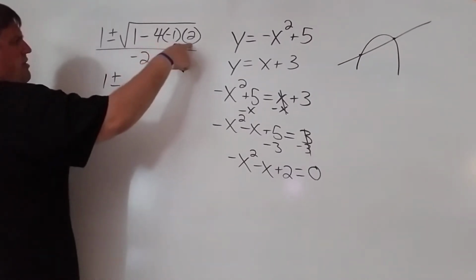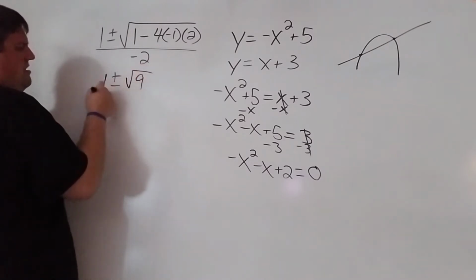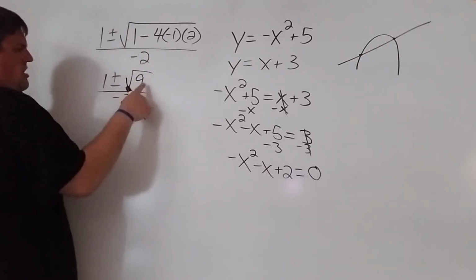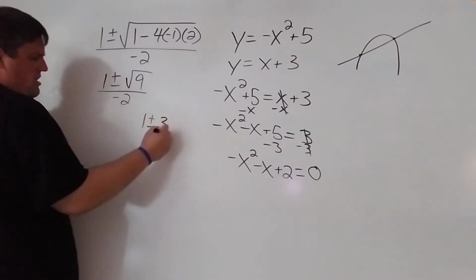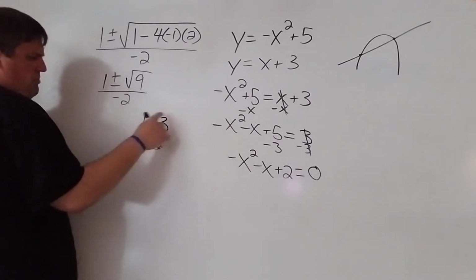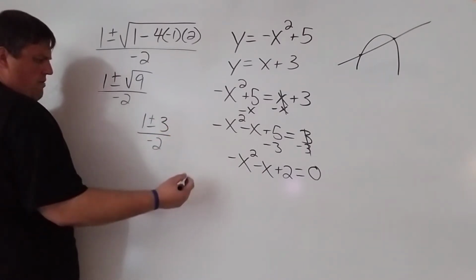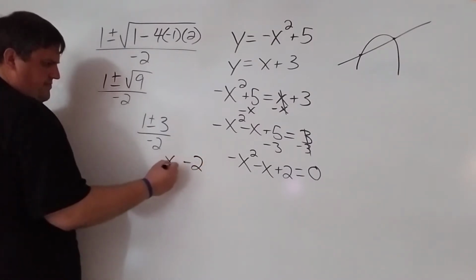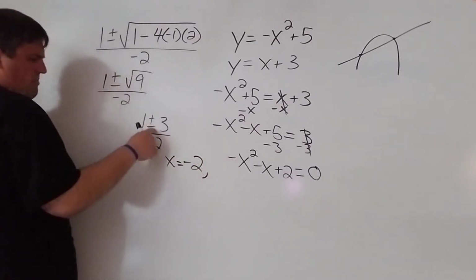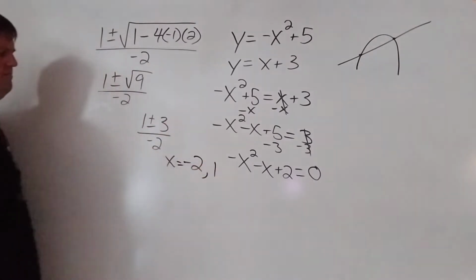So negative 4, negative 8, positive 8, so that's going to be the square root of 9 all over negative 2. The square root of 9 is obviously just 3. 1 plus 3 is 4. 4 divided by negative 2 would be negative 2. 1 minus 3 is negative 2. Negative 2 divided by negative 2 is positive 1.